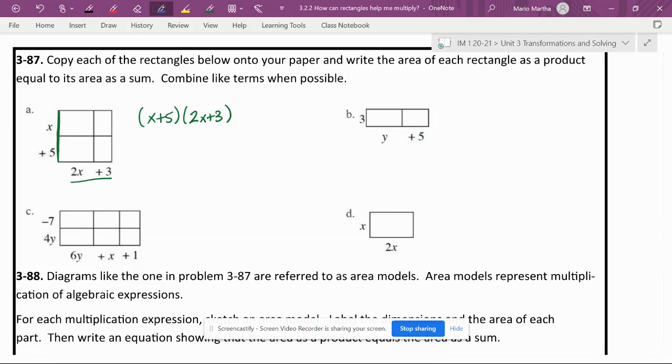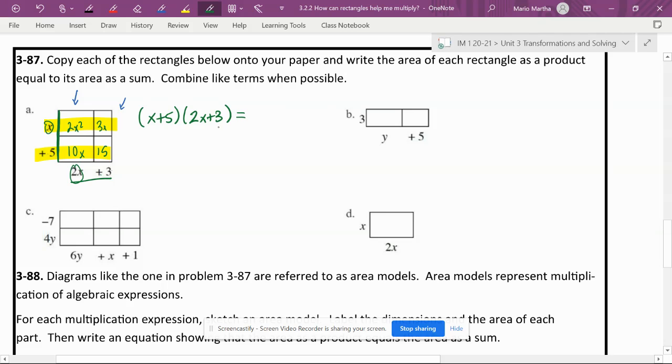All right, and then in order for us to figure out the interior numbers here, all we have to do is multiply the column, right? So this one right here goes for x. This one goes for positive 5, right? And then to get the numbers, 2x times x gives us 2x squared. 2x times 5 gives us 10x. x times 3 gives us 3x. And then 5 times 3 gives us 15.